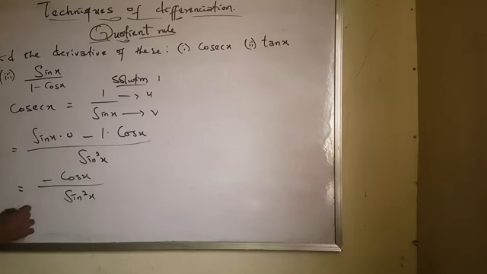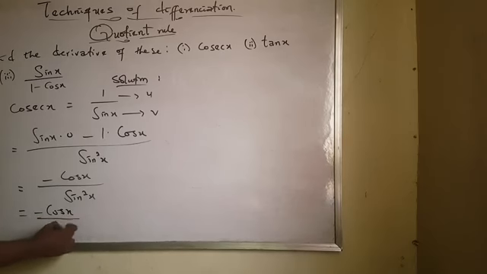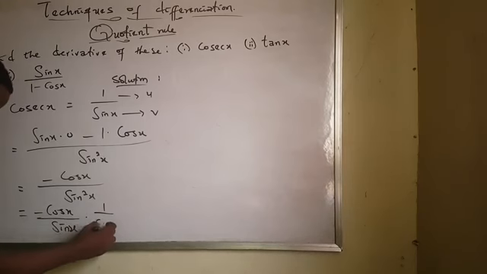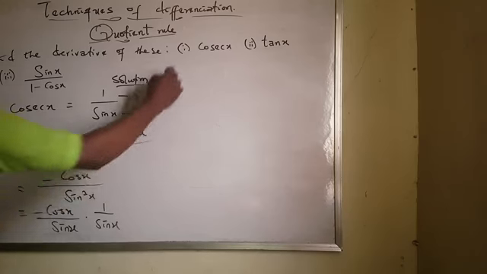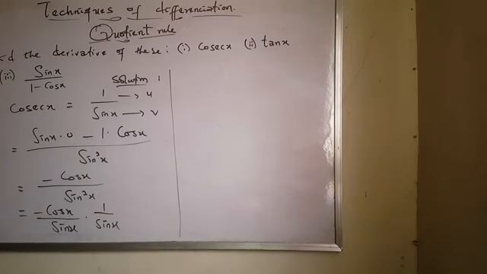So this is the same thing as minus cos x over sin x times 1 over sin x. Yes, so this means the same thing. This is squared, so this times this gives you this. So we are good to go.